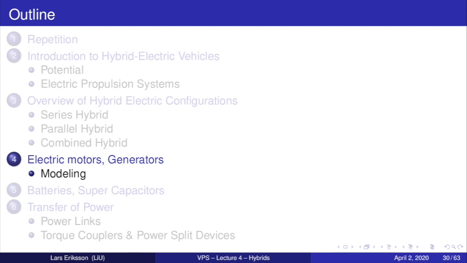In the modeling we will start with electric machines and generators, and then we'll go to batteries and supercapacitors, and then talk a little bit about some links that we can find in hybrid vehicles that transfer power between components.